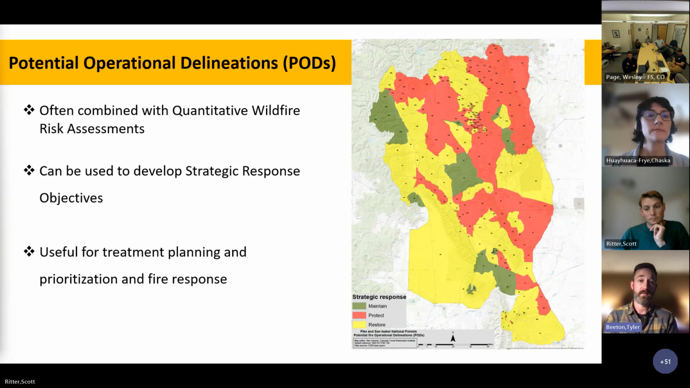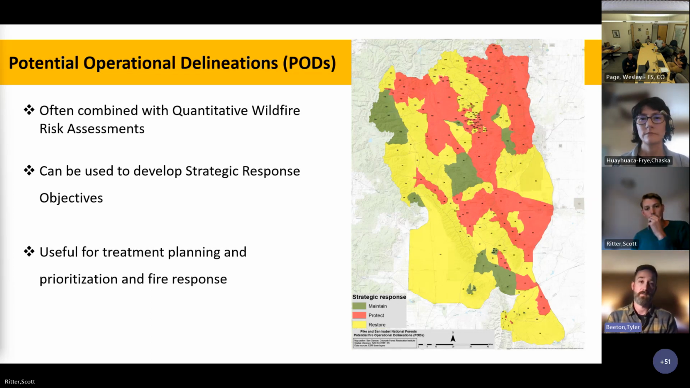So you can combine a QRA with what's referred to as strategic response objectives or strategic response zones, and all these do is essentially summarize that risk assessment information within that operationally relevant management unit, so within that pod unit. And it can then be used as a mechanism for thinking about what your fire management strategies are going to be when a fire does occur.